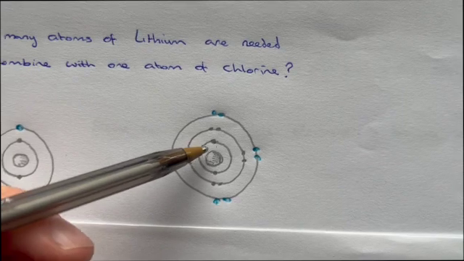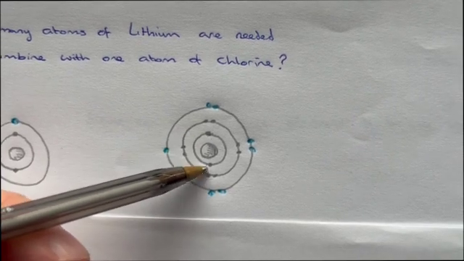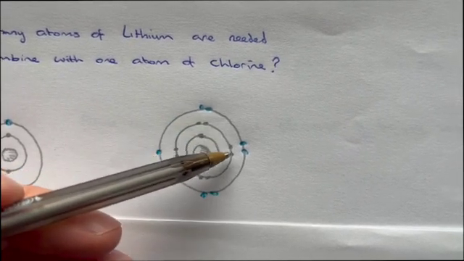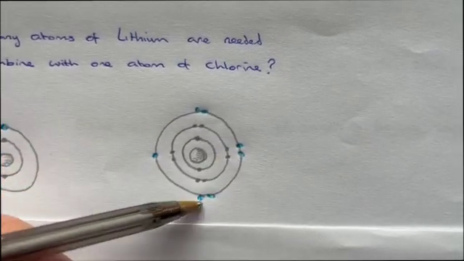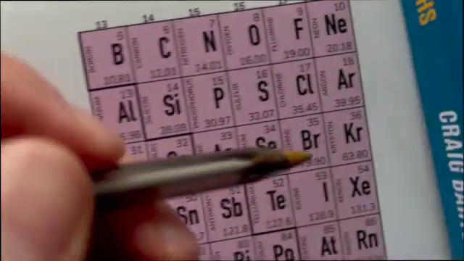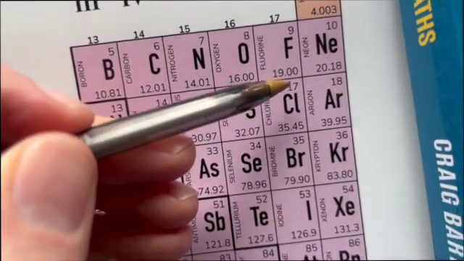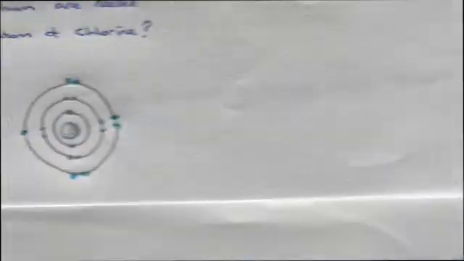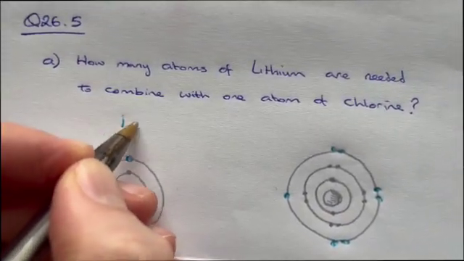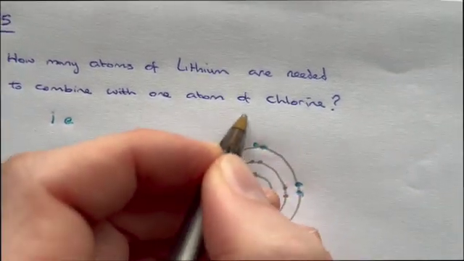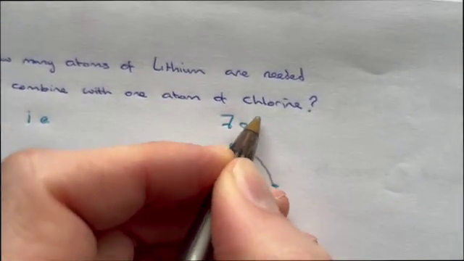And I can test that's right: here I have 1, 2, 3, 4, 5, 6, 7, 8, 9, 10, 12, 13, 14, 15, 16, 17. And then here I have my chlorine. Yes, chlorine has 17 electrons. But what's key is that lithium has 1 electron in its outer shell, and here we have 7 electrons in chlorine's outer shell.